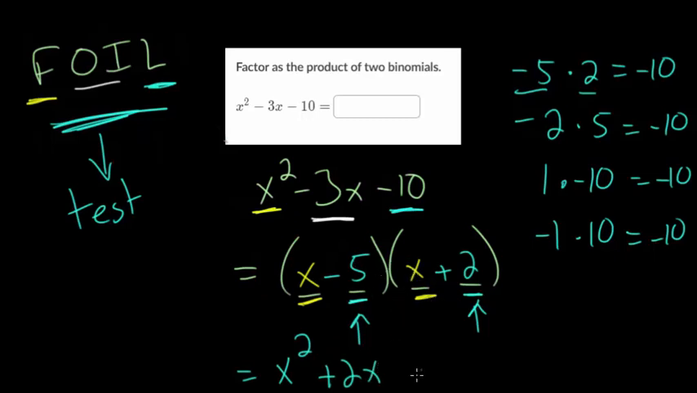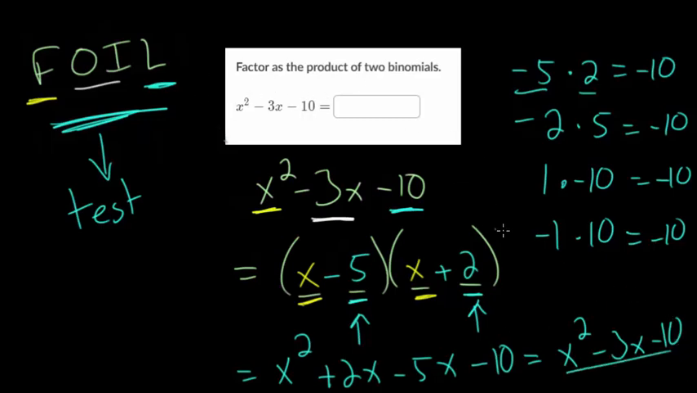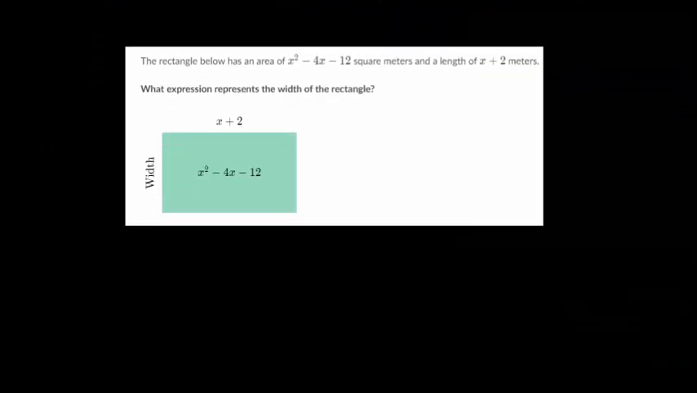The inner ones give us minus 5x. And the last ones give us minus 5 times positive 2, which would be minus 10. And when we combine these, we get x squared plus 2x minus 5x is minus 3x, and then minus 10. And since this was the original expression that we started with, we can feel very confident that this factoring into these two binomials is in fact correct. And with that, let's move on to another example problem.